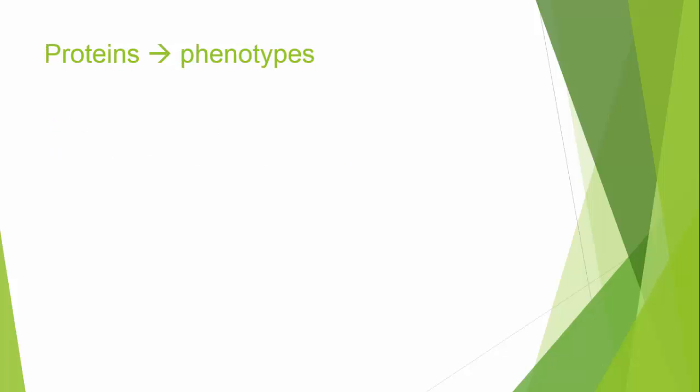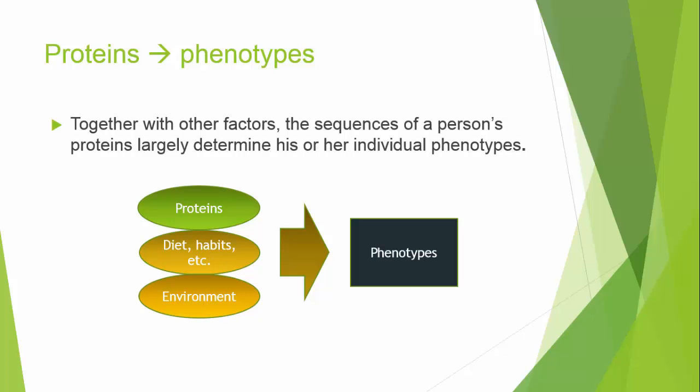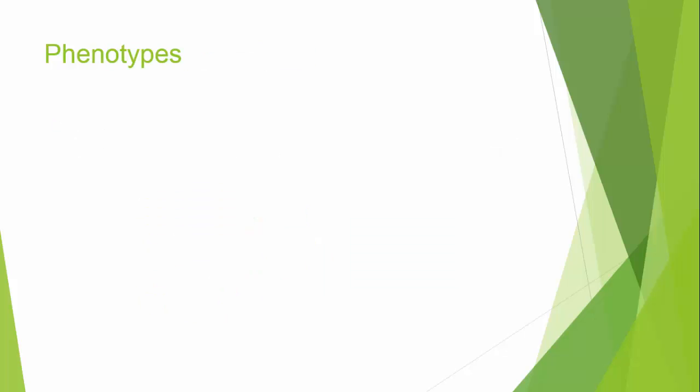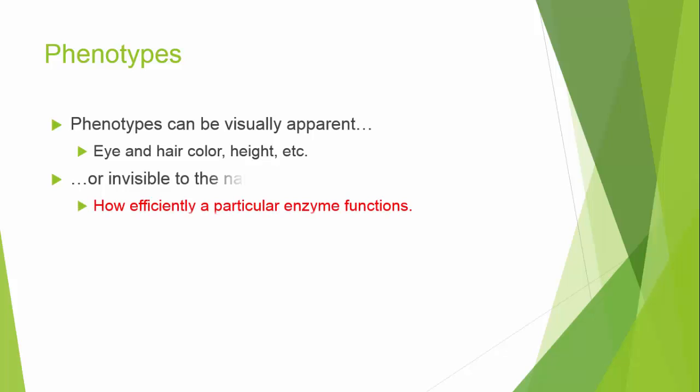Now that's not entirely true, only because proteins aren't the only influences on phenotypes. You also can consider things like diet of a person, their personal habits, for example, whether or not they smoke, plus environmental influences. But all of these combine together to form phenotypes. Phenotypes come in many different forms, and some of these can be visually apparent, such as eye color, hair color, height, that sort of thing, or traits can be completely invisible to the naked eye.